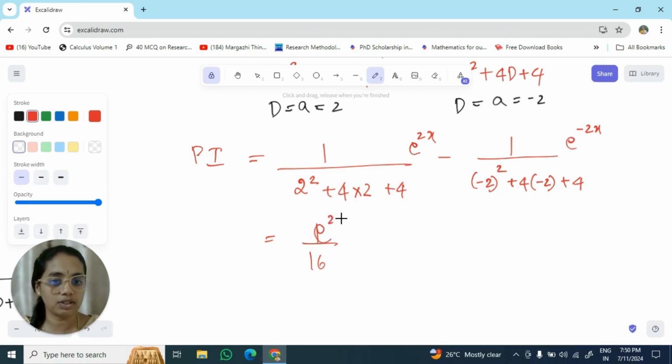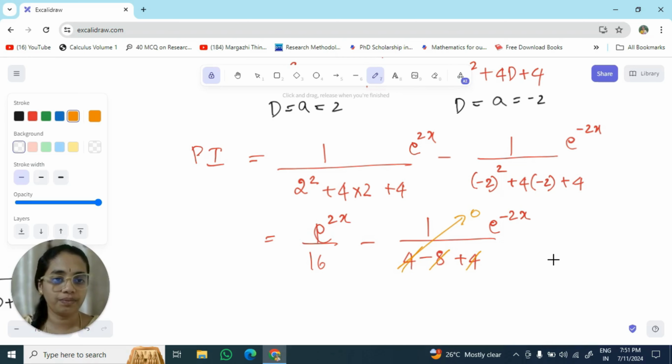Let me write this only as e power 2x. Right? Minus 1 divided by, we have 4 minus 8 plus 4. So what happens over here? Clearly we are getting a 0 in the denominator, right? 4 plus 4 is 8, negative 8. 8 minus 8 is 0. So this term is tending to 0.